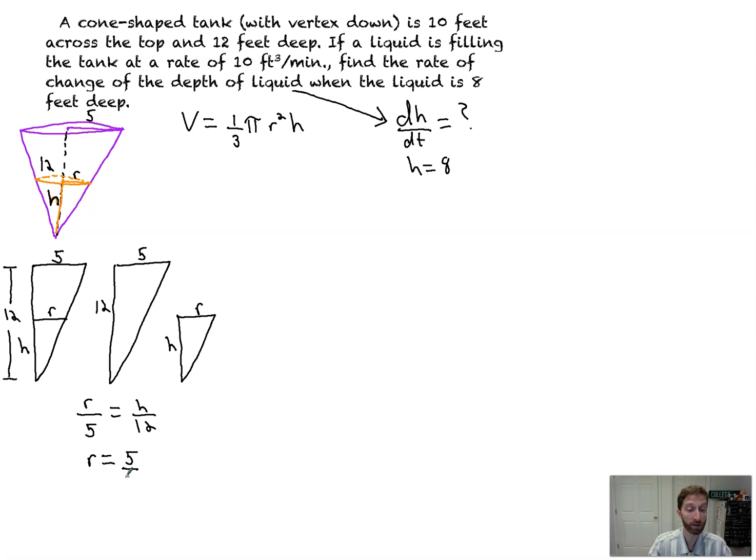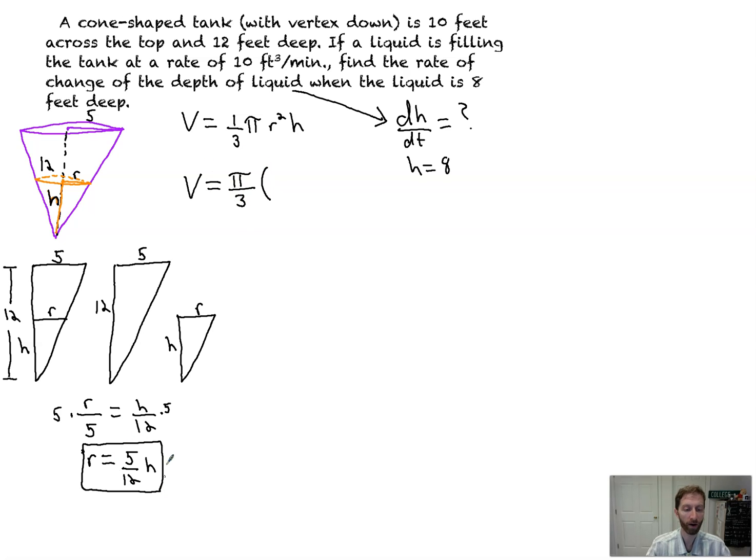I multiply both sides by 5, and that gives me 5/12 h. That's huge, dudes. Super huge, because now you've got 5/12 h. That is r. So I'm going to take that and plug it in for r. All this setup just to be able to take a derivative.